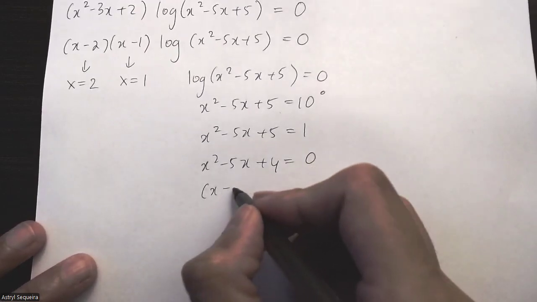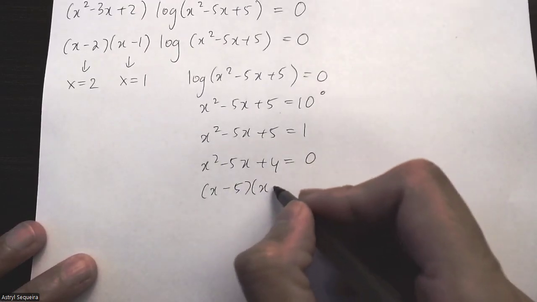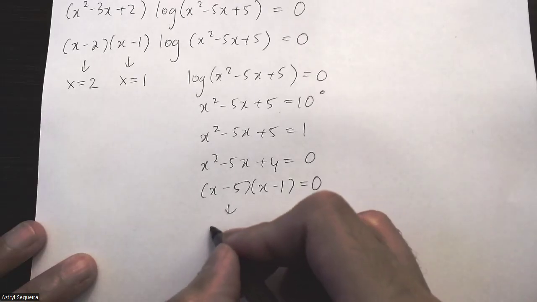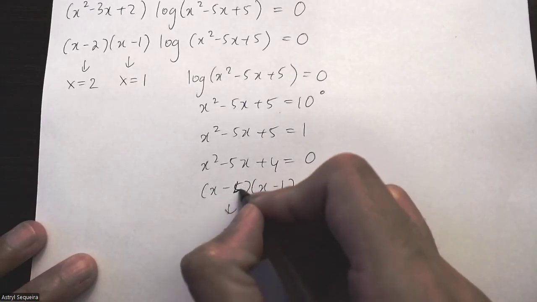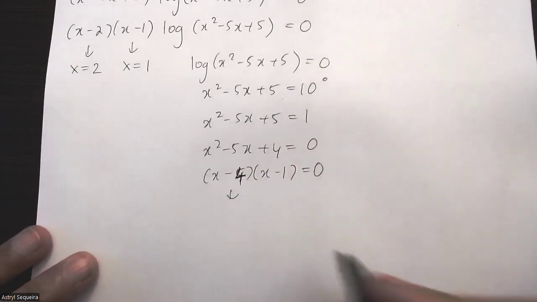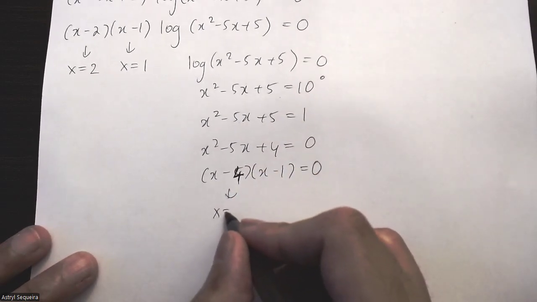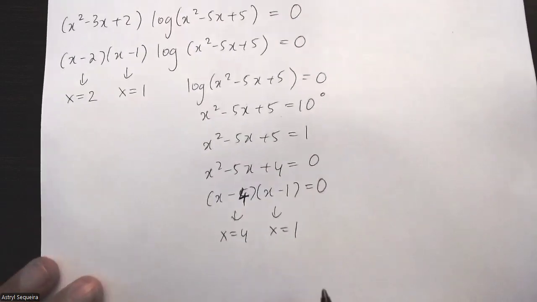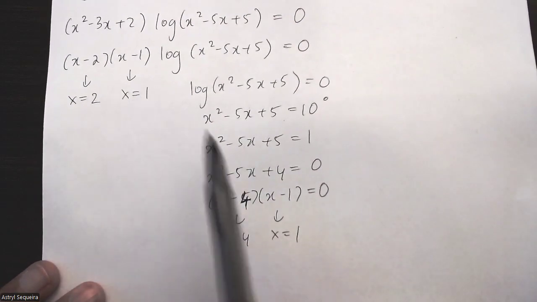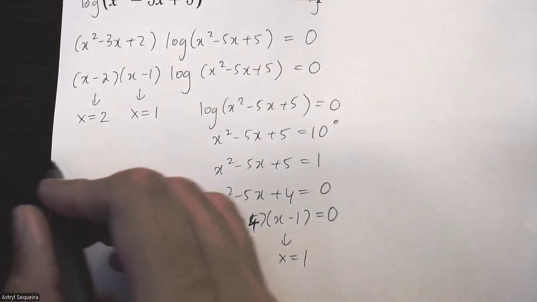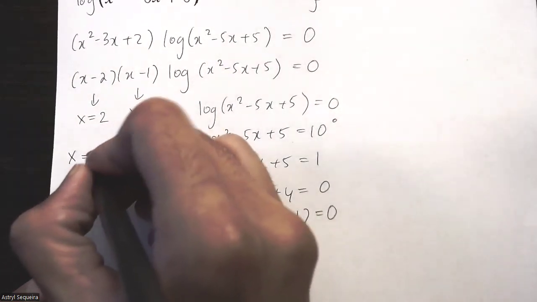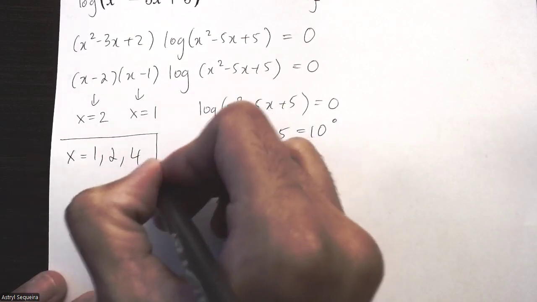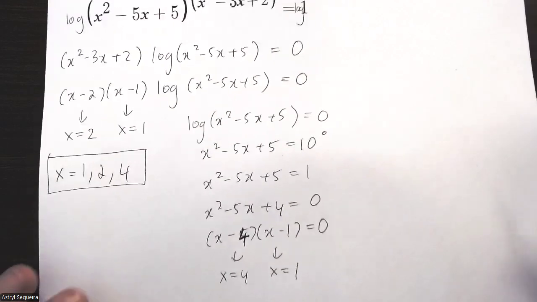So you get x minus 5 and x minus 1 equals 0. So two solutions here. Oops, 4, not 5. Silly mistake there. So you get x equals 4 and x equals 1. So it seems like we have three solutions in the question because 1 is repeating. So we'll have x equals 1, x equals 2, and x equals 4.